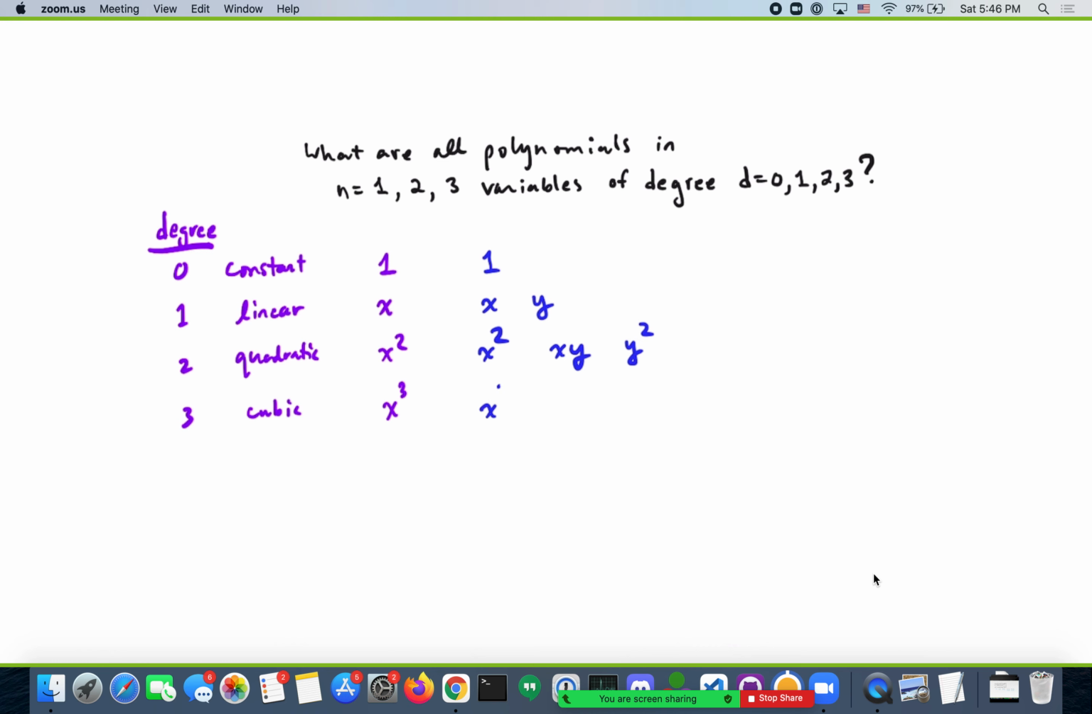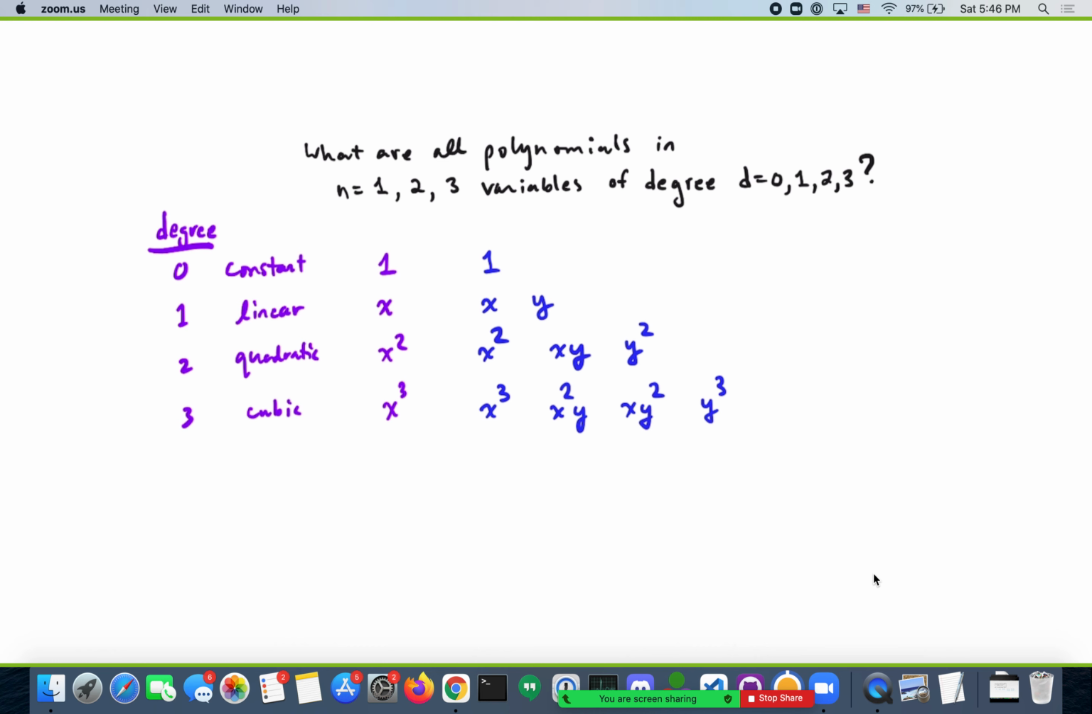Now in degree 3, I could have x to the third. I could have x squared y. I could have x y squared. And I could have y to the third. And it would keep going in degree 4, and so on. So cubics, there's 4 different kinds now instead of just 1. Quadratics, there's 3 different kinds instead of just 1. Linear, there's only 2 instead of just 1. But constants, there's always just 1.